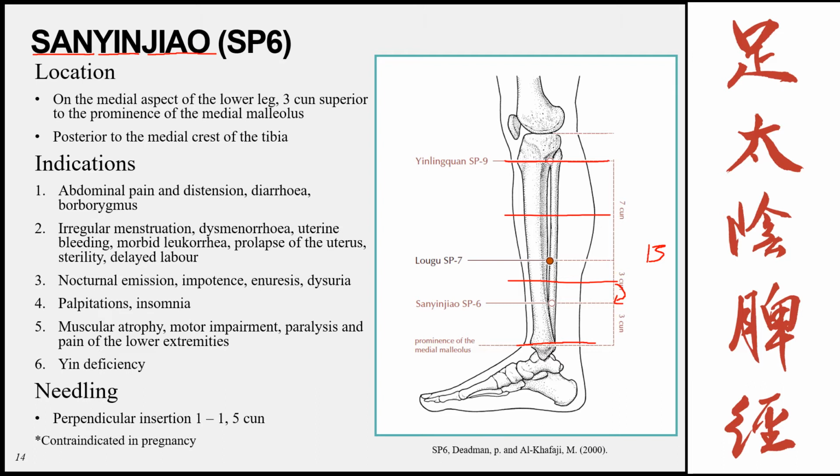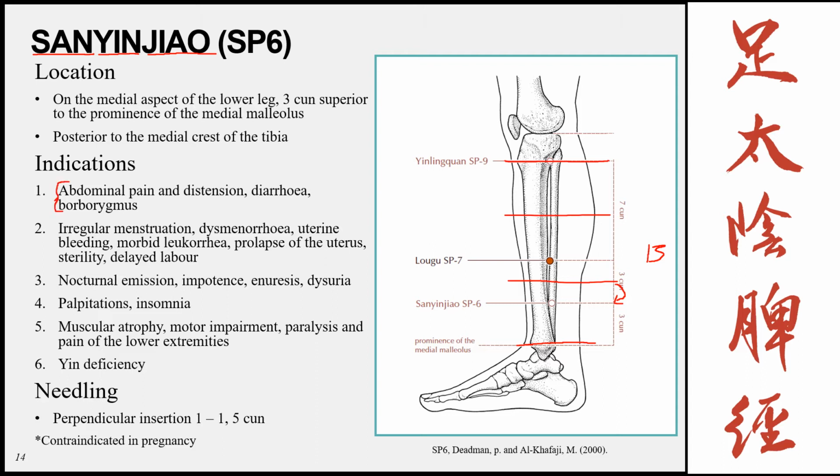So it's the 3 yin intersection, which refers to it being the intersection point of the 3 yin meridians of the foot. And then the 3 yin meridians that meet at this point are the spleen, the liver, and the kidney. And this is very important, as this tells you and explains to you why it can have so many indications as it does.